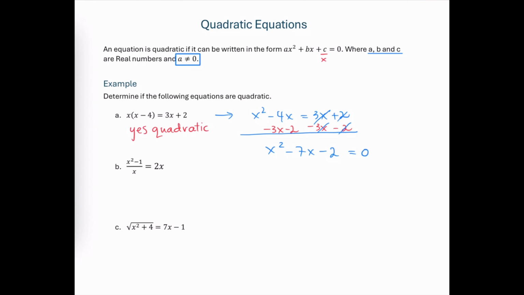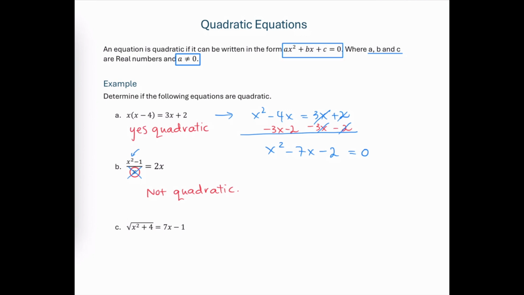Now, notice also in the general form of a quadratic, we do not have any x's in the denominator of a fraction. So in part B, because there's an x here in the denominator, that says that this is not quadratic. As a matter of fact, it's rational. We do see that we have that required x squared term, but because we have an x in the denominator of a fraction, it says it's not quadratic.